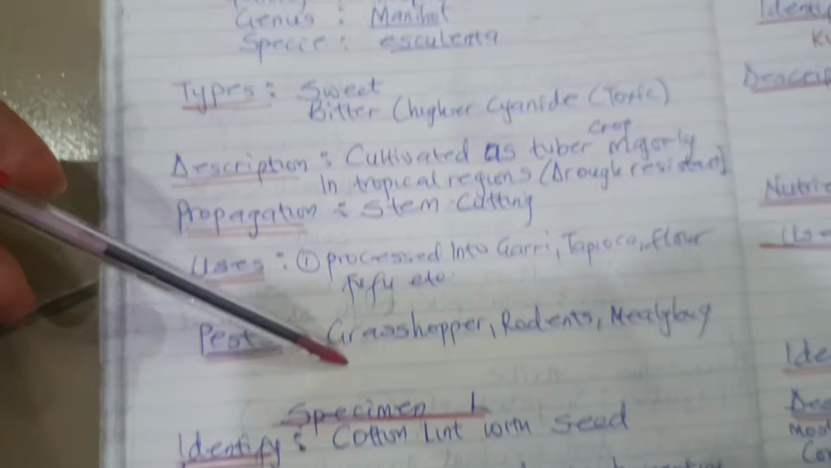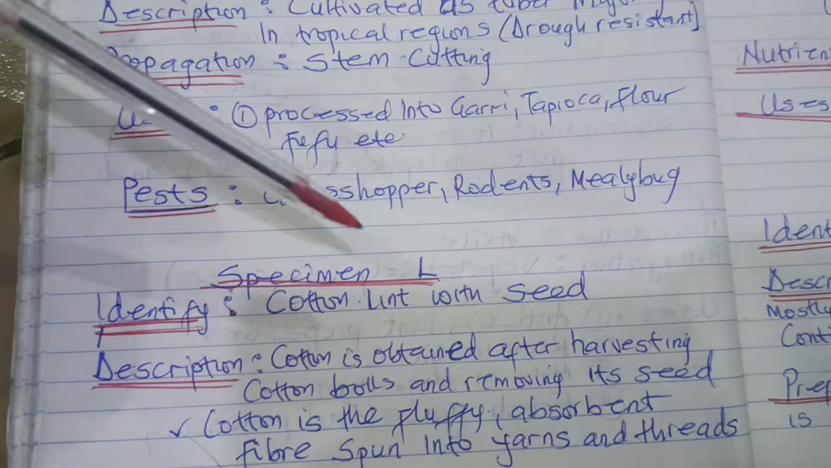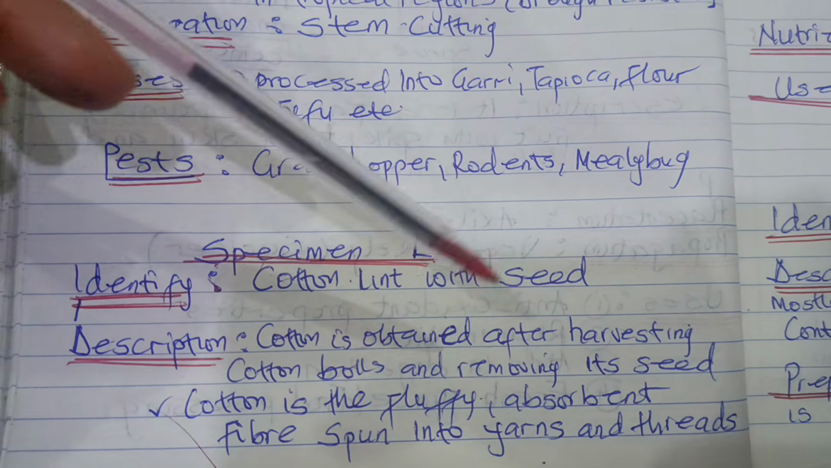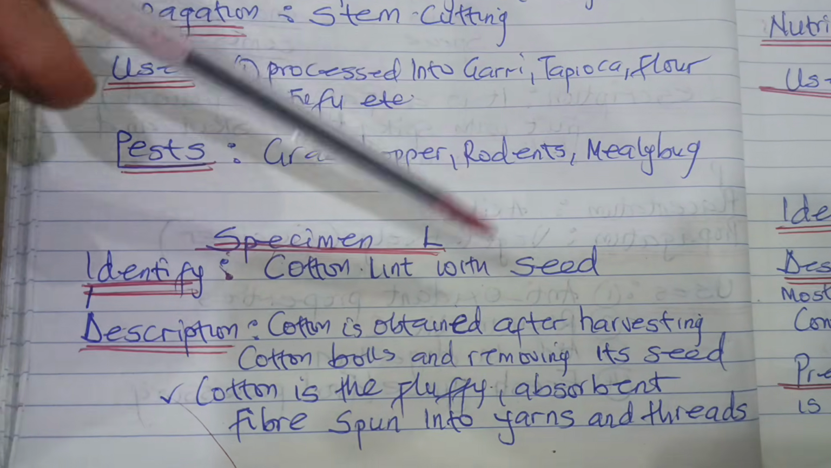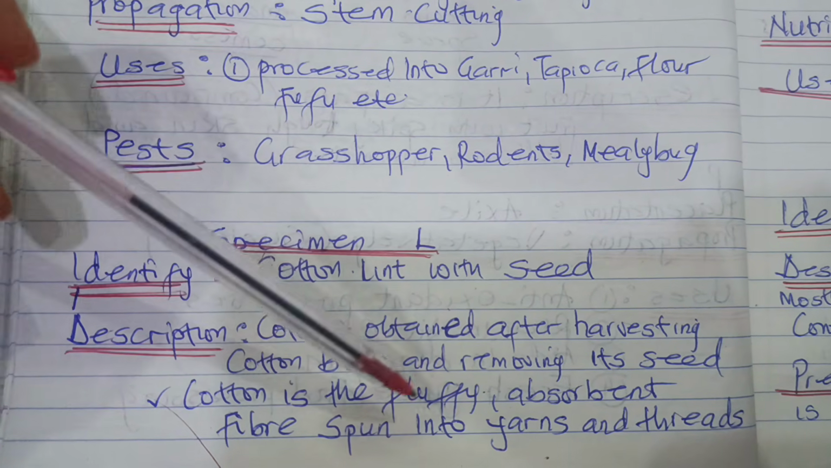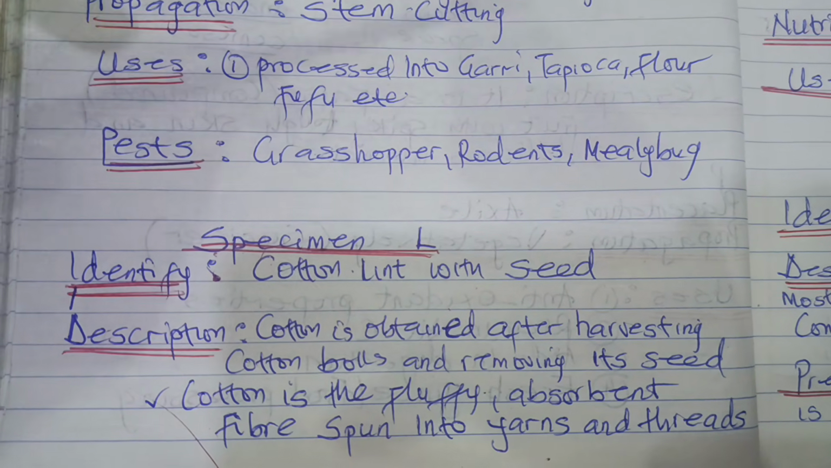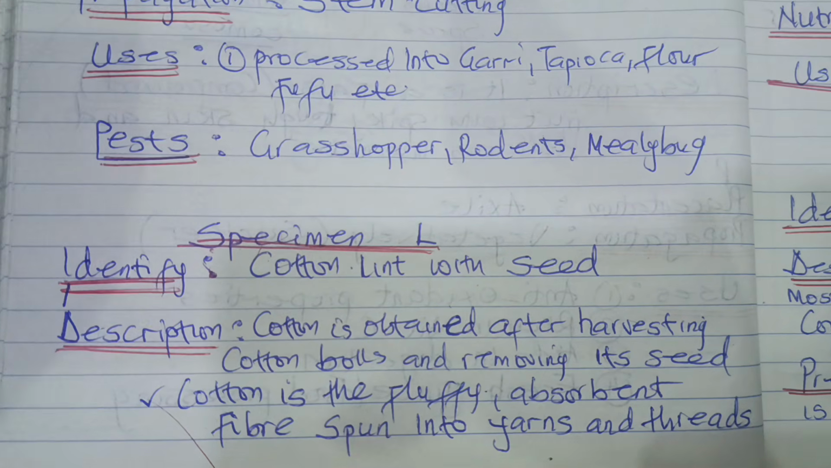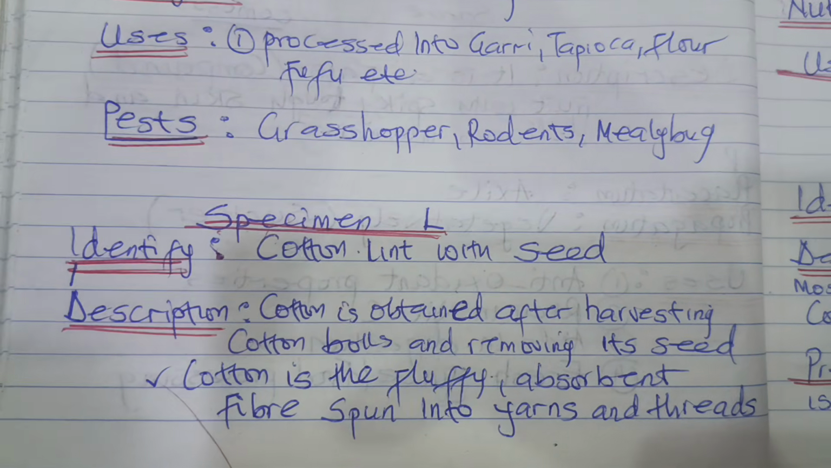So on to the next specimen. Let's quickly run through the cotton. The specimen L is the cotton lint with the seed still attached. All right, so cotton is obtained after harvesting cotton bolls and removing the seed. Right, when you take away the seed, what you have left is cotton.